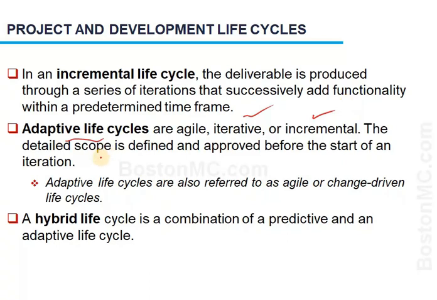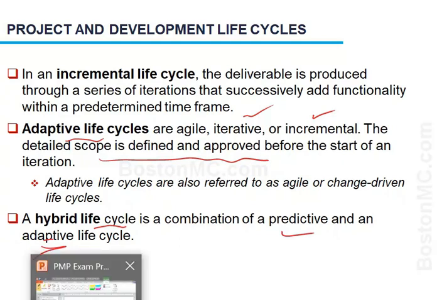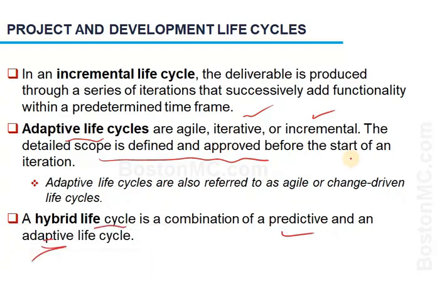So the detailed scope in predictive is defined and approved before the start of the project, and as I mentioned, in adaptive we work with backlogs that we complete with every sprint of that life cycle. A hybrid life cycle would mix predictive and adaptive most of the time by lengthening the period of the sprint, and rather than doing it for 2 weeks, we'll do it maybe for a month or so, and that gives it a sense of longer term planning.